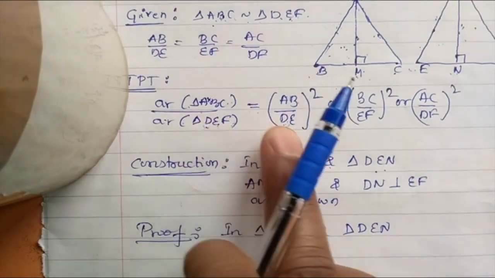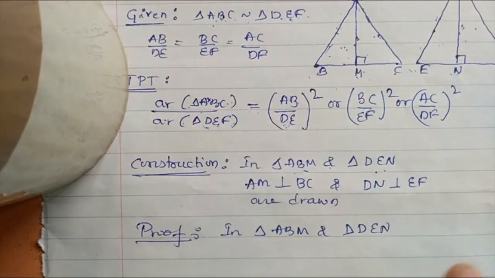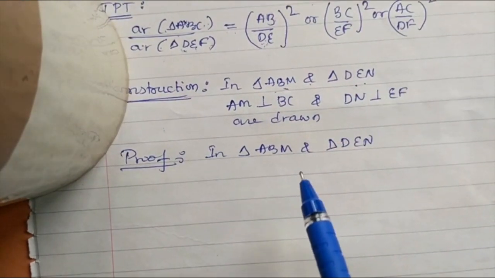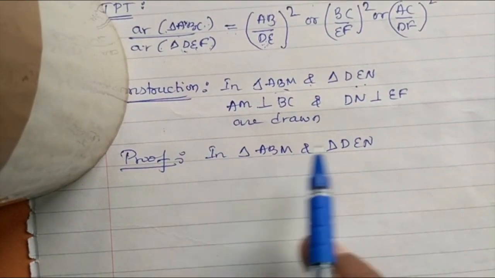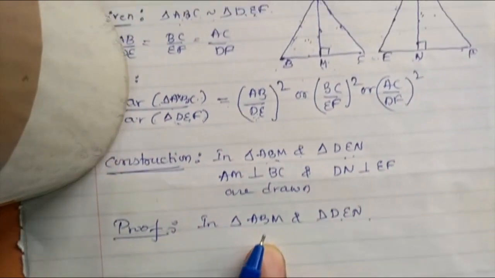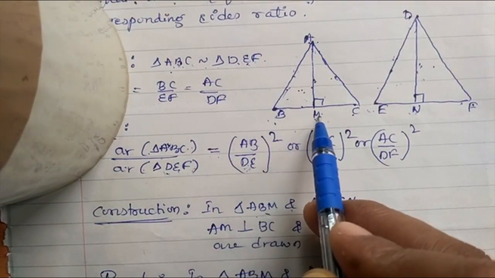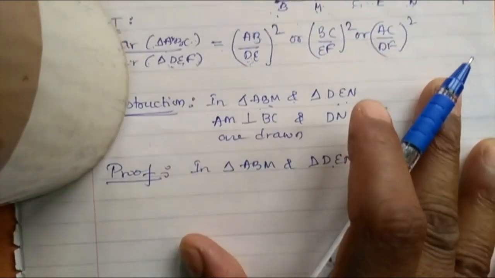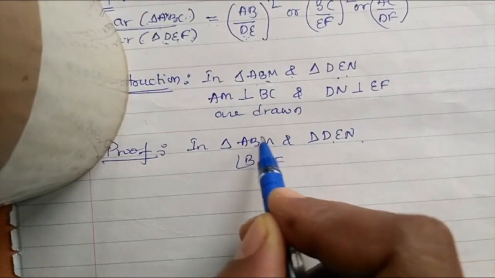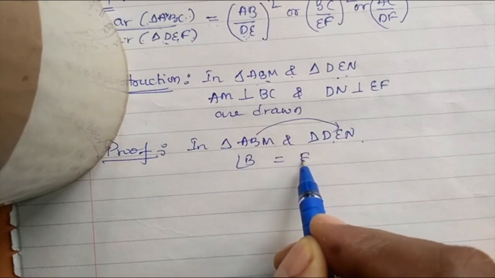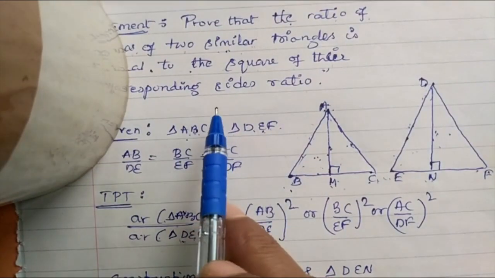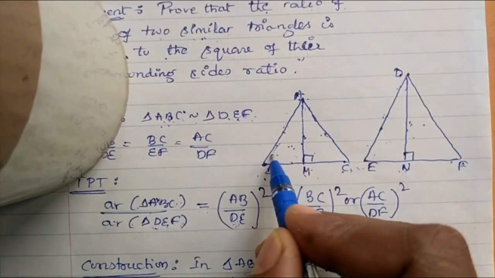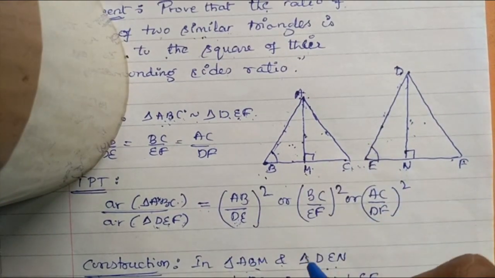Their areas are equal to the square of the corresponding sides. So we take the smaller triangles. Bigger triangles are already similar. For the smaller triangles, we don't know whether these two are similar or not. We check. In triangle ABM and triangle DEN, angle B equals angle E, right? Why? Because these two bigger triangles are already similar. Therefore, angle B is definitely equal to angle E.